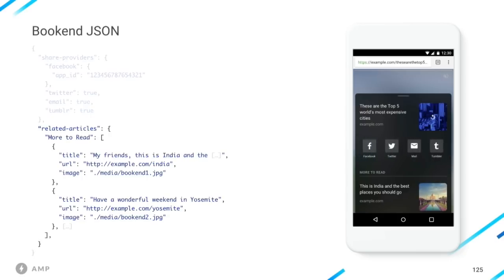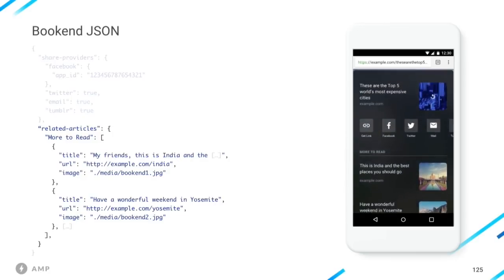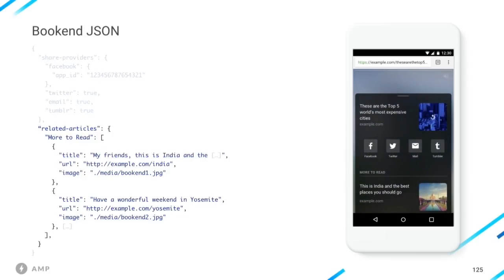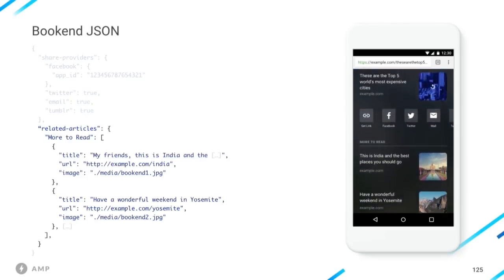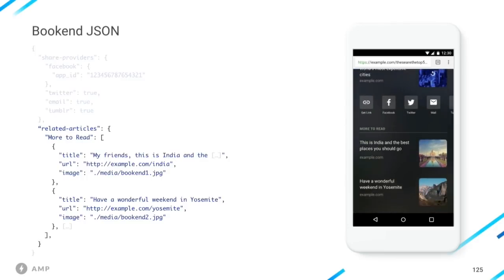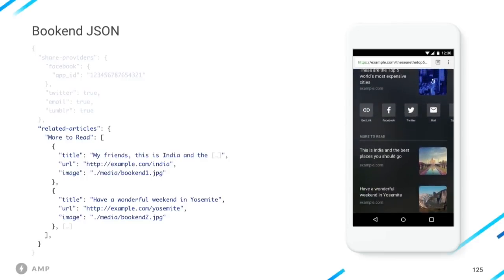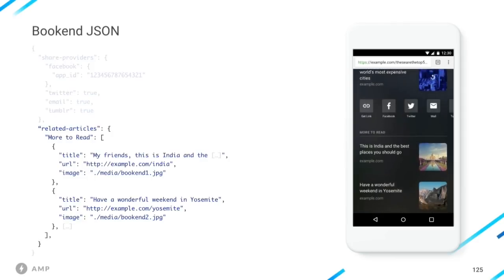The second main section of the AMP Story Bookend JSON is the related articles. And this is, again, how you can specify sort of onward journeys for your users. You can specify articles as an array here. Each of the articles itself is an object with a title, an image, and a URL to navigate to. And then you can also categorize these into sections. So you can see here that there's this section called More to Read that has an array of articles, and you can have as many such sections as you would like.